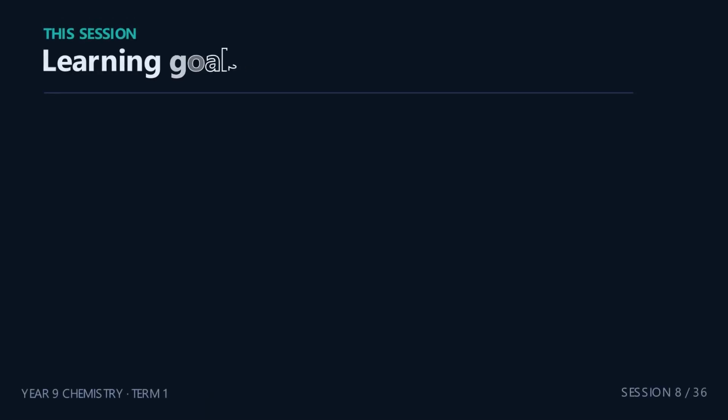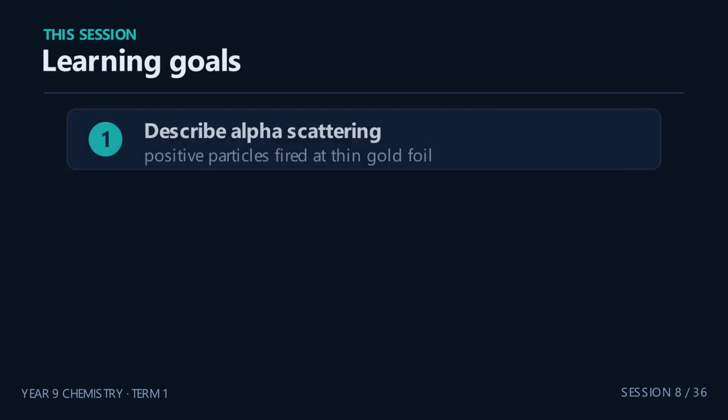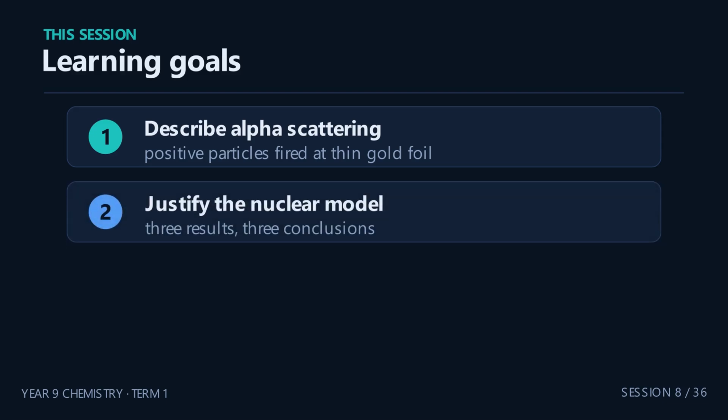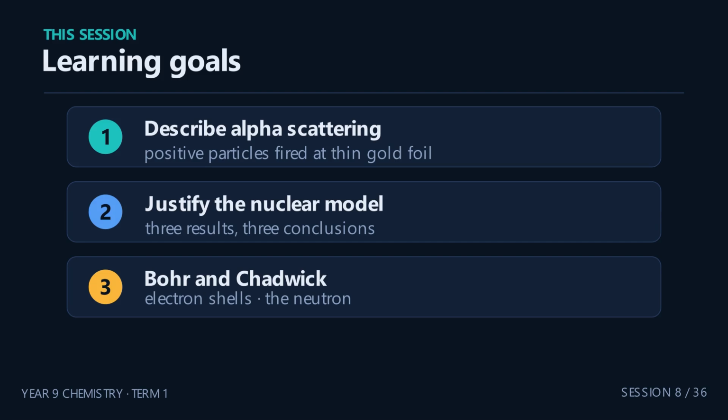Your 4 goals. First, describe the alpha particle scattering experiment. Second, use its results to justify the nuclear model. Third, state what Bohr and Chadwick each contributed. And fourth, evaluate how strongly evidence supports a model.